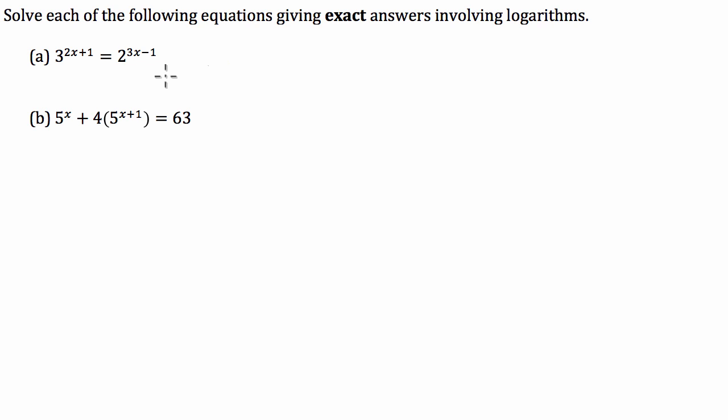Alright, so we've got 3 to the 2x plus 1 equals 2 to the 3x minus 1. Now when you have the unknown that you're looking for in the power, that's a pretty good giveaway that you're probably going to have to use some sort of logarithmic based solving method. So in the second one, we've got 5 to the x plus 4 times 5 to the x plus 1 equals 63. Okay, so let's start with the top one.